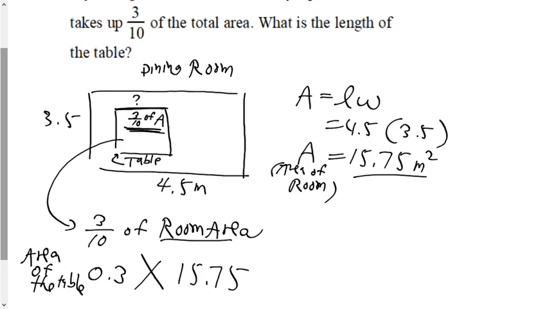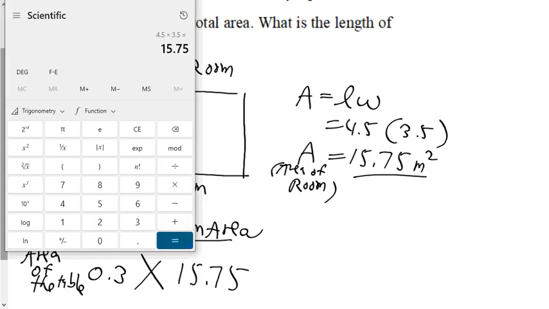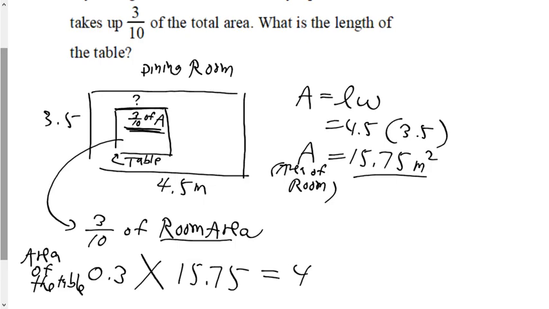Right, if I calculate this all up. So again, I grab my calculator. 30% or 3/10 of the area of the room is 4.75. Sorry, that's not what I said. 4.725. And this is the area of the table. So I'm going to go back in with an eraser real quick. It's no longer unknown. It is now known. The area of this table is 4.725 square meters.